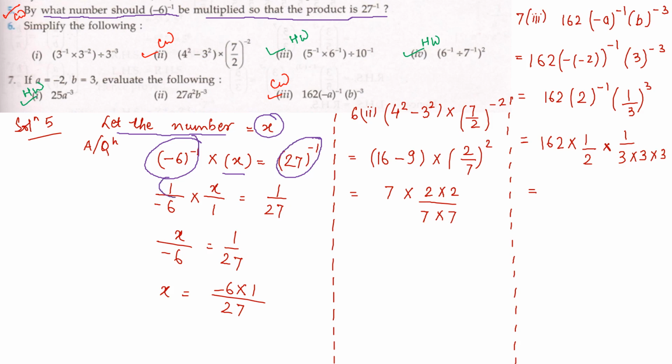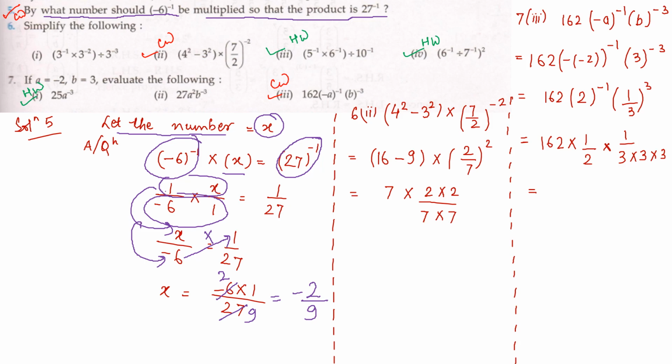Now multiply this x by minus 6. 1 into x is x and minus 6 into 1 is minus 6. So then x by minus 6 is 1 by 27. So x will be equal to, this is getting divided here, so it will come here, it will be multiplied. So minus 6 into 1 by 27. So with the table of 3, 3 2s are 6 and 3 9s are 27. So the value of x is minus 2 by 9. That is the answer for question number 5.